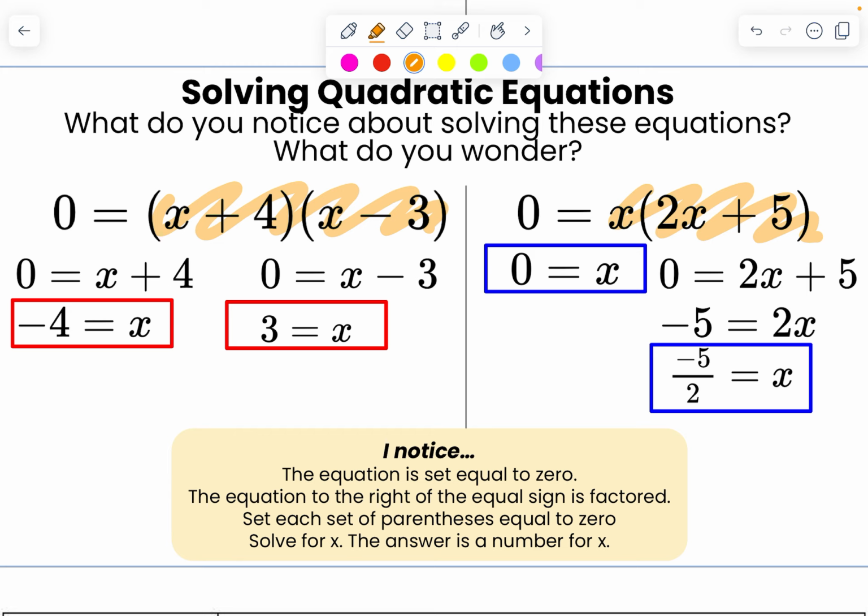Hopefully you're noticing that each piece of the factoring, each thing that is being multiplied, is being set equal to 0. And hopefully you're seeing that we get an answer for x, and that answer is a number, right? Whether it's a fraction, a whole number, a positive number, or a negative number. And so these are the goals of what we want to do moving forward today.